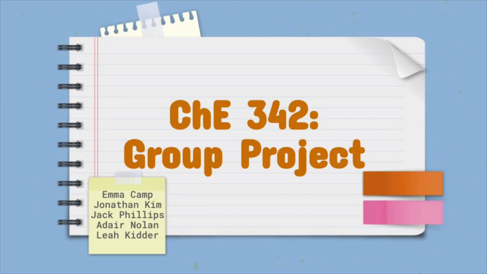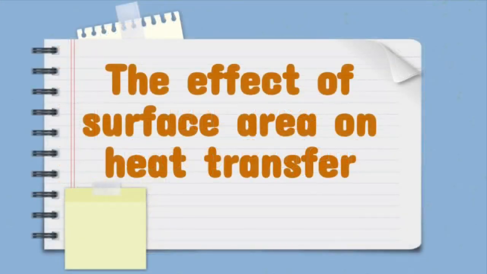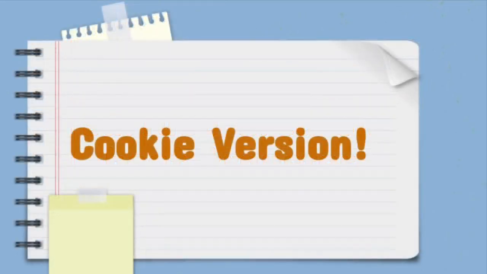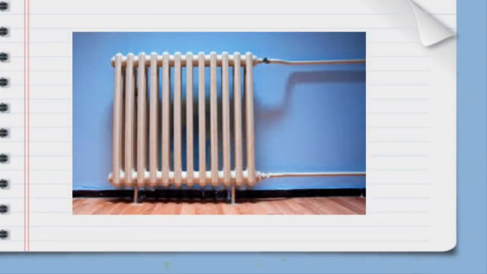Our experiment aims to show the effects of surface area on heat transfer through baking cookies. This topic is applicable to different situations both in chemical engineering and in real life. For example, when designing an object you want to be able to heat up or cool down quickly, it's generally better for that object to have more surface area, and that's why radiators often have fins.